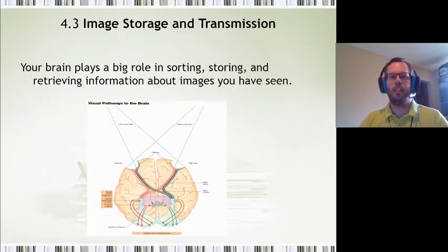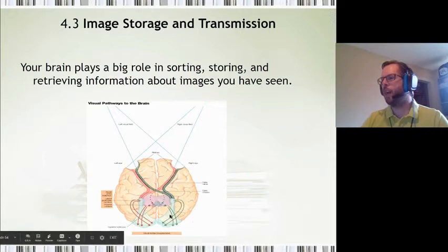So to understand how it works in a camera, I just want to basically review how it works in the brain. So the brain plays a big role in sorting, storing, retrieving information. If you guys remember, we have the eyes at the front of the brain here, and then there's the optic nerves.